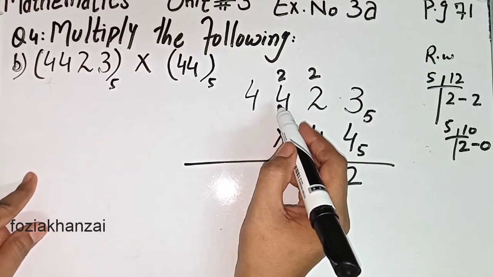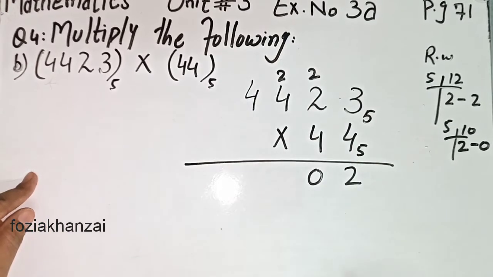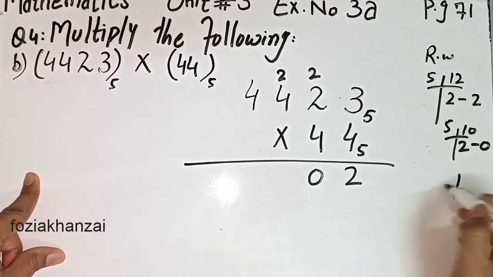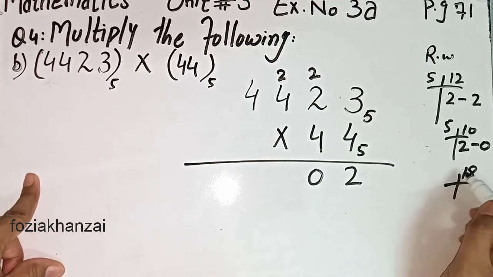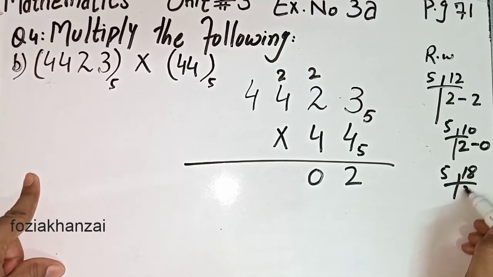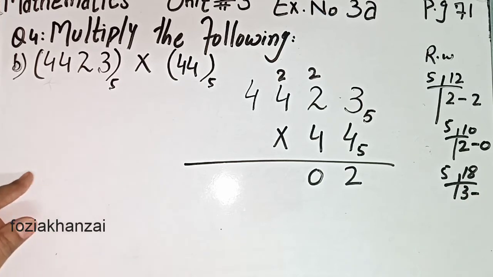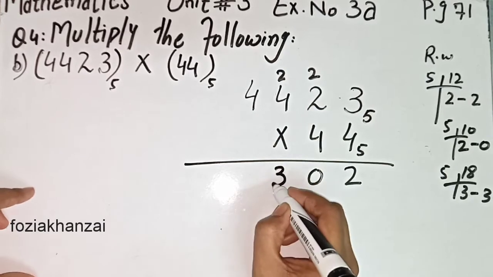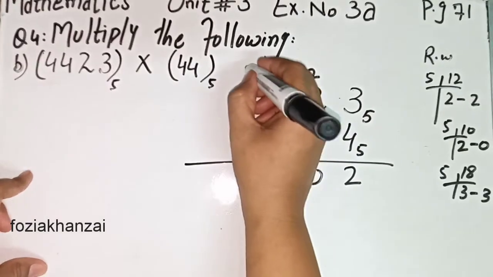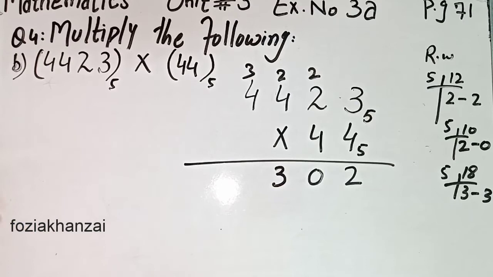4 4s are 16 plus 2, 16, 17, 18. 18 convert into base 5 system. 5 3s are 15. 18 minus 15, 3 is left. Okay, 5 3s are 15, 16, 17, 18. 3 is left, it's 33. 3 right over here, 3 carry.